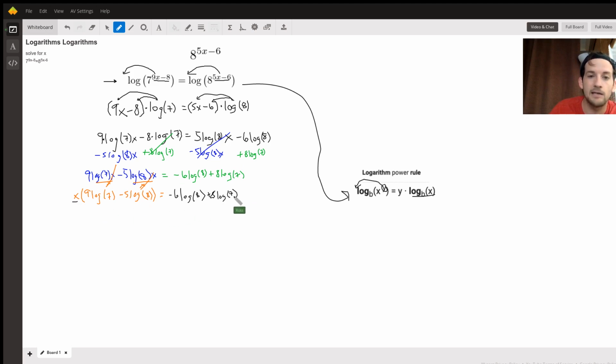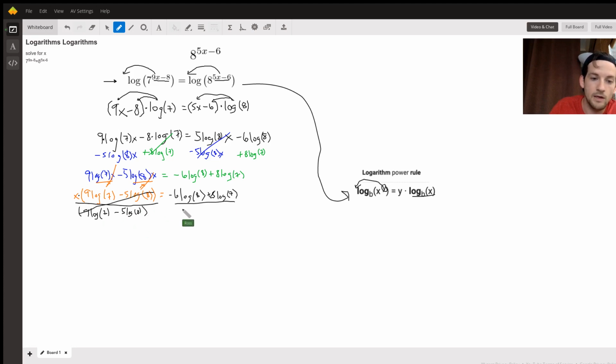I'm trying to get x by itself. That's the whole point here. So notice what we did. Now I have x times all of this mess. Everything left on the left-hand side is being multiplied by x, everything that's not x. So what we actually get to do here is divide, because we're trying to isolate x. The opposite of multiplying is to divide all of that stuff, and we can do it all at once because it's all being multiplied by x. So divided by 9 log 7 minus 5 log of 8. All of that will cancel.